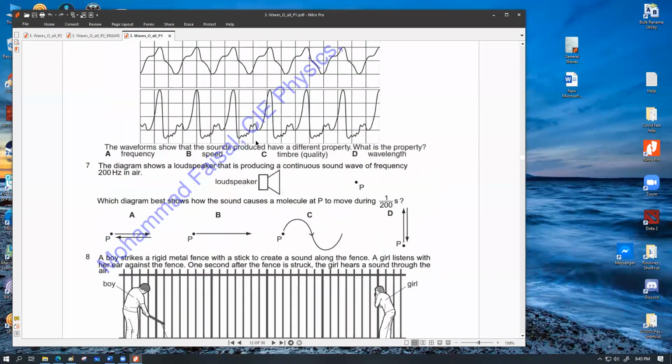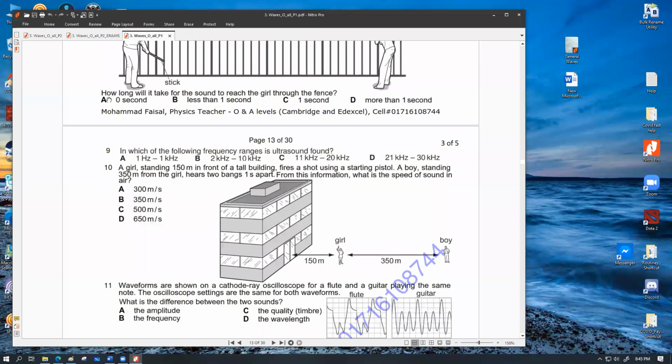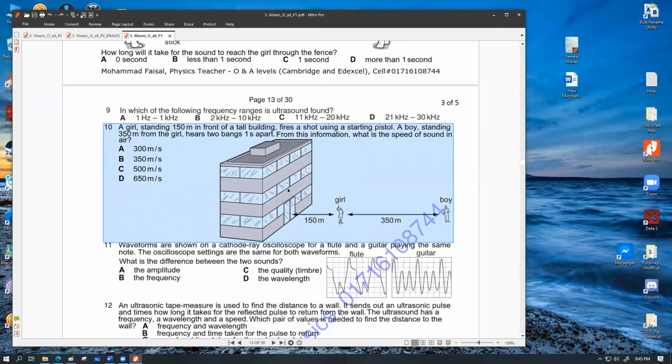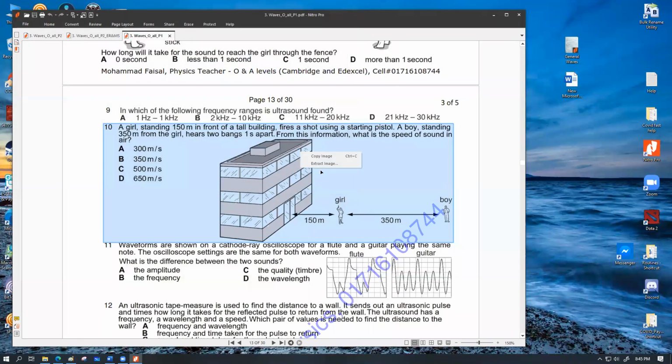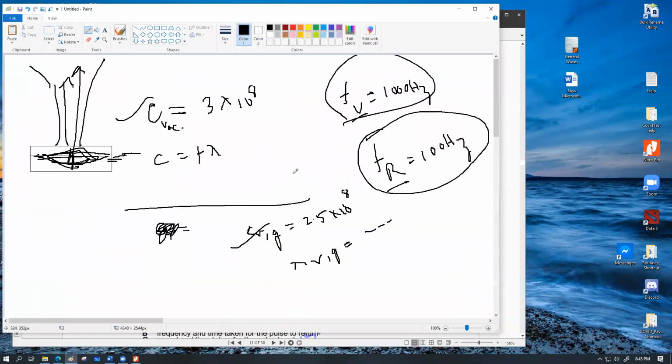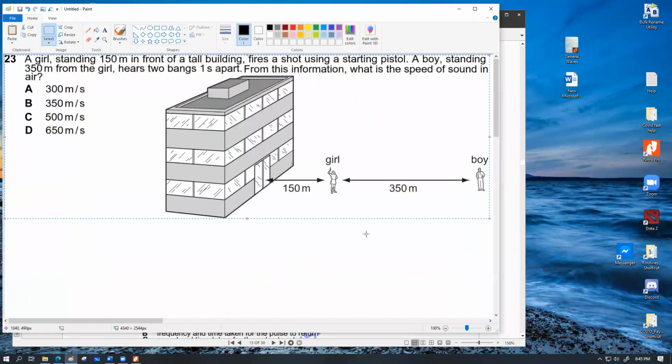We'll go to page 13 number 10. Acha, this is a good question. I'll help you with this one. I'll copy this question. This is a good question. Oops. Have a look at this question.